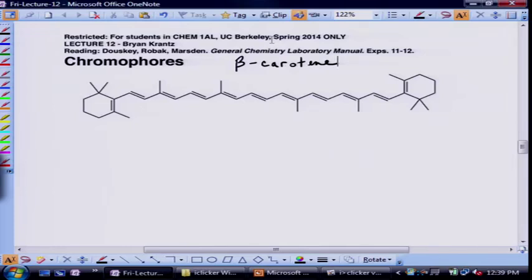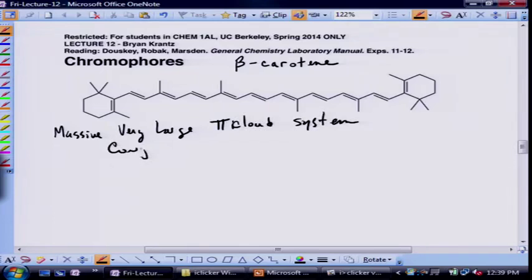What do you notice that's kind of crazy about this molecule? It's got a massive, what we call conjugated pi cloud system, all right? This is a massive, very large pi cloud system, okay? So, it's got a conjugated pi cloud. Does everyone see that? So when you start way on the left here, you have a double bond and a single bond, a double bond, single bond, double bond, single bond.